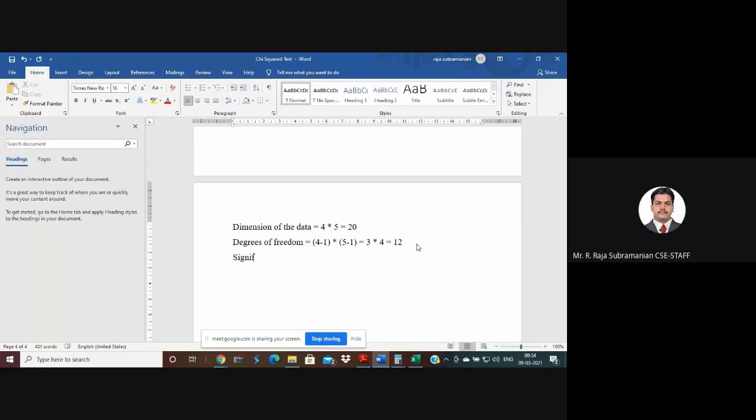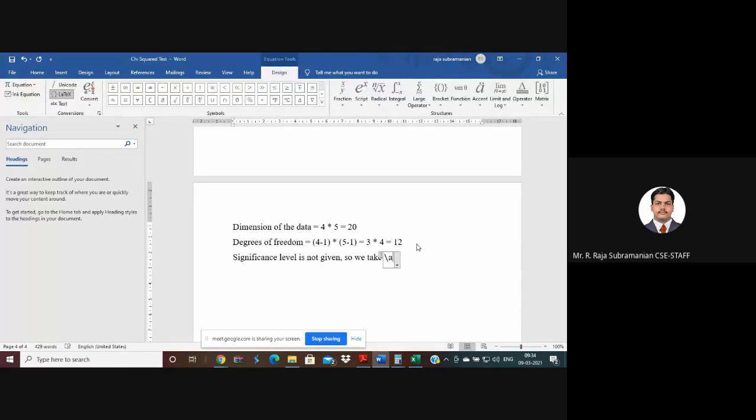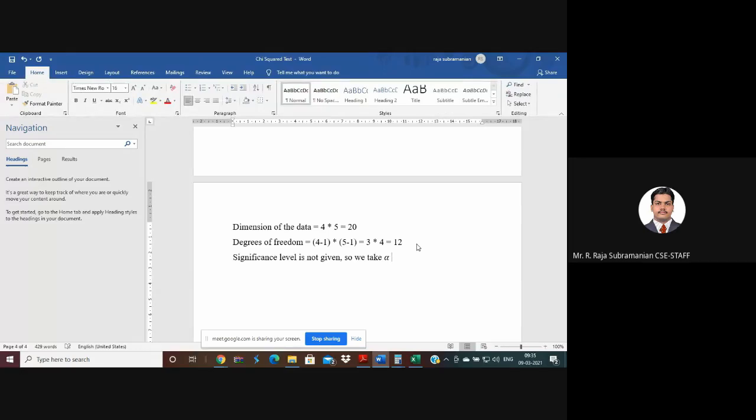Now going to the significance level. Here also the significance level is not given, so we can directly go for our own significance level. So what is the best significance level? Alpha of 0.01. Great. 0.01 to 0.05, that is from 99% to 95%, you can take anything. Right? So I said the significance level is not given, so we take alpha equal to 0.01 because 0.01 to 0.05 is acceptable, right?